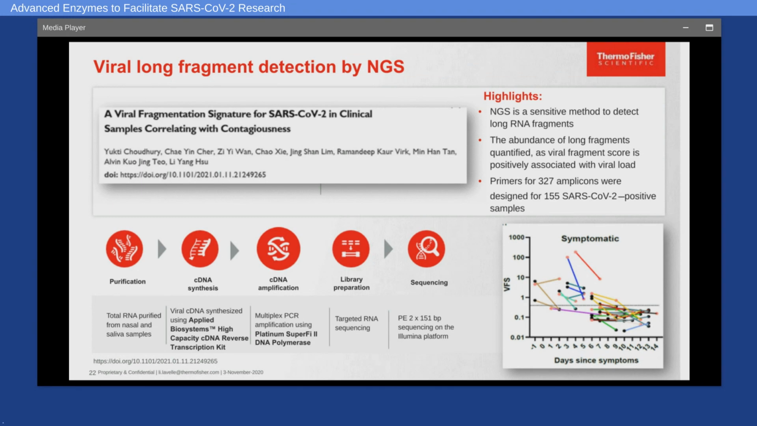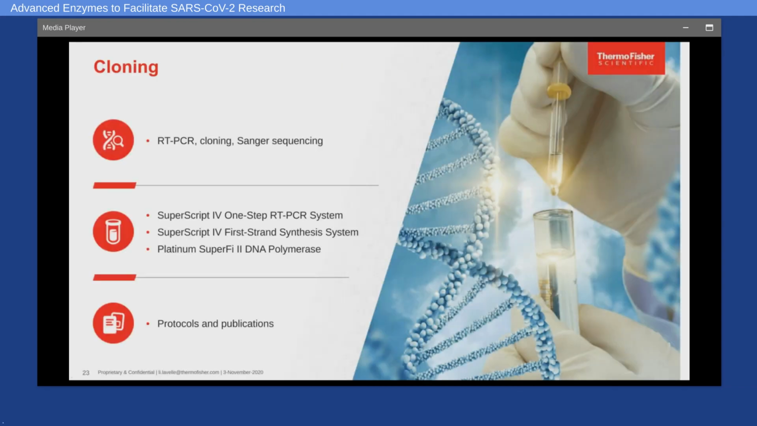The abundant long fragment score is positively associated with viral load and inversely associated with the time from disease onset. In other words, the longer the disease has been diagnosed, the lower the viral long fragment score will be. So they designed the primers for 327 amplicons, with 155 SARS-CoV-2 positive samples.